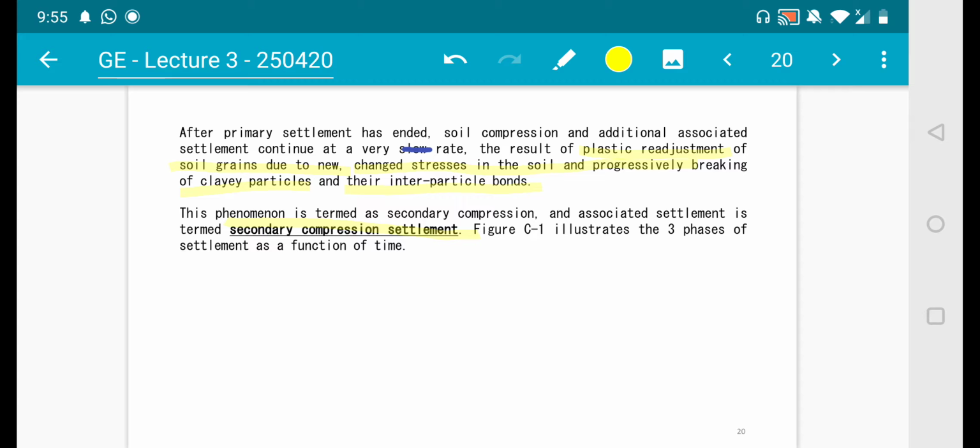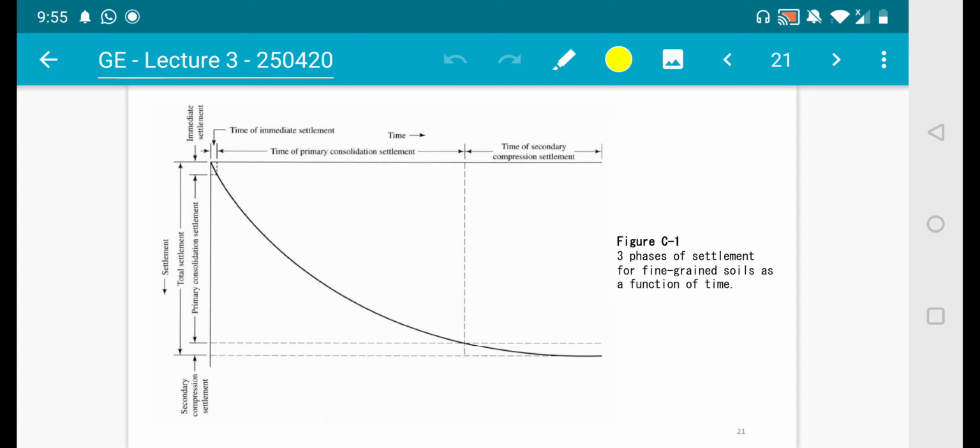Figure C1 illustrates the 3 phases of settlement as a function of time. Now, let's look at this figure: 3 phases of settlement for fine-grained soil as a function of time. When you look at a graph, you have to make sense out of it. First, on the x-axis is the time, in this case the time of the settlement that occurs. So 3 stages are defined here.